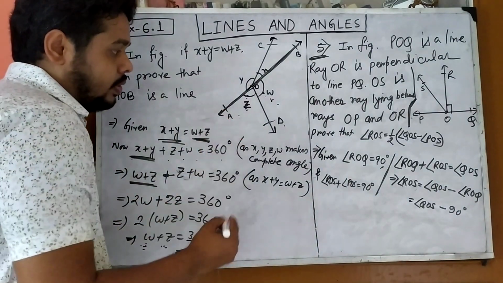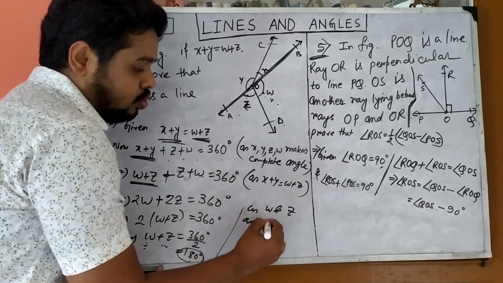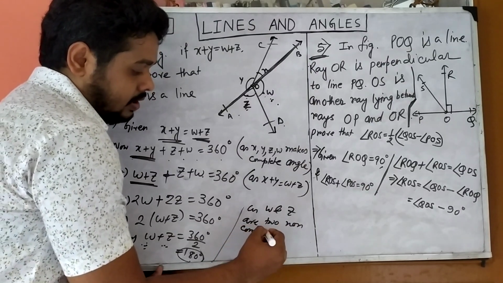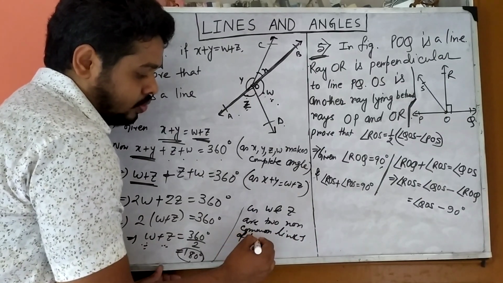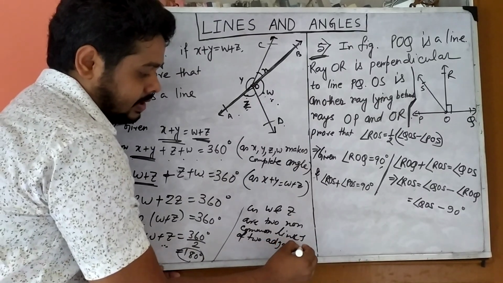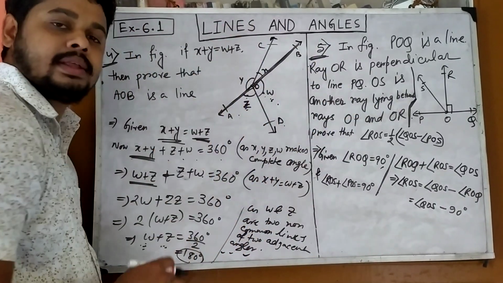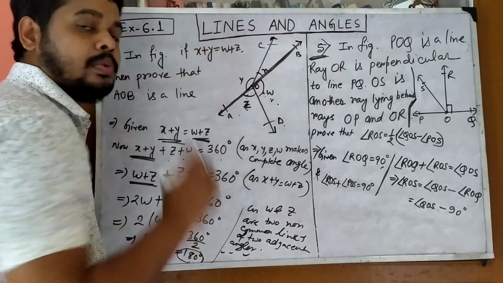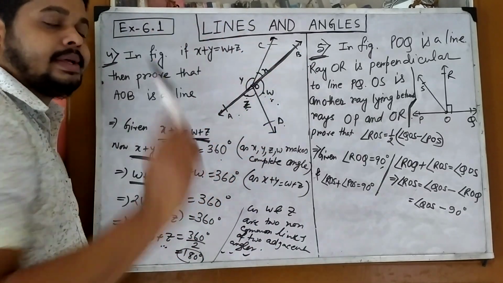So hence write: as w and z are 2 non-common sides of two adjacent angles, we can say OA and OB lie on the same line, so AOB is a line. Clear? Now we are coming to problem number 5.